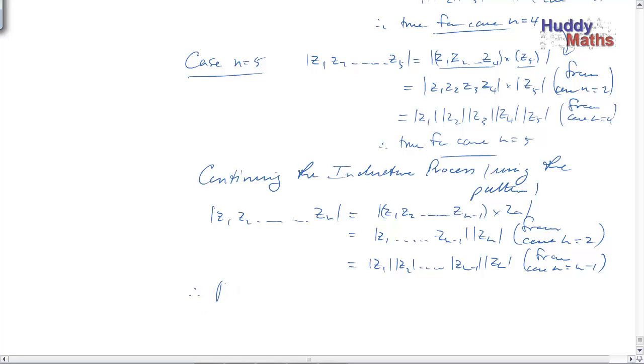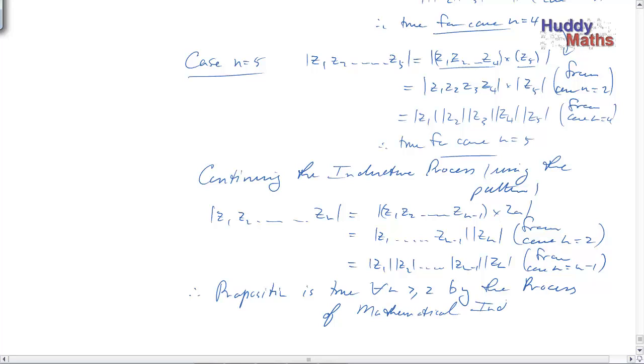Therefore, the proposition is true for all n greater than or equal to 2 by the process of mathematical induction. So that all of that should be stated. Okay, so that's how you do that one.